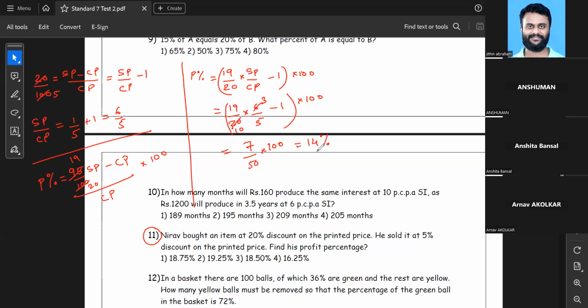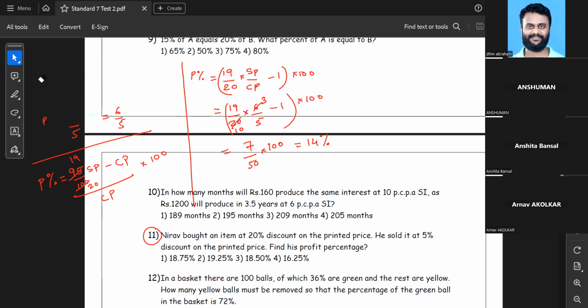which is not matching. Why? It's correct only. I don't see any mistake. Original selling price, he bought at 20% discount. So his cost price is actually his cost price is 80% of the original. 80% means 4 by 5. I guess I should have solved it that way. He bought at 20% discount, right?